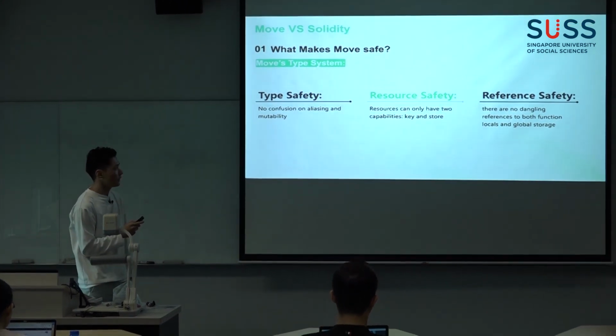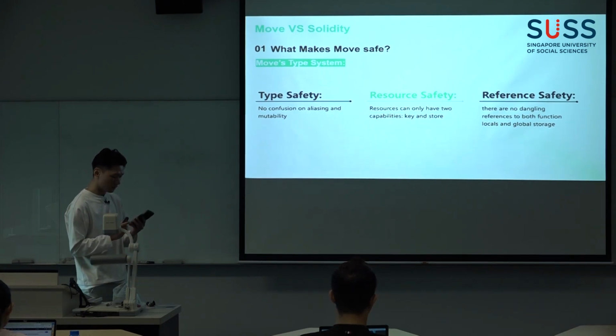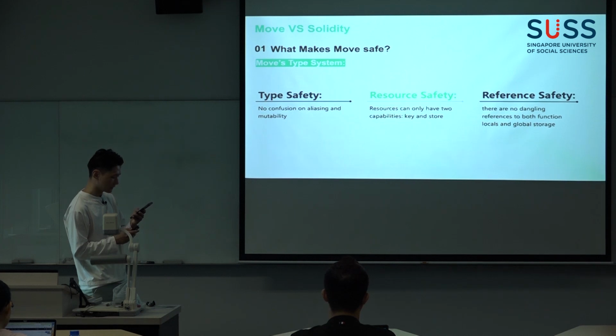Reference security: if you ever used another programming language such as C++, you know that a dangling pointer is a big issue. For example, if you have a dangling pointer, you can modify arbitrary objects. Move, however, follows Rust's ownership rule. Any local variable inside a function can have one and only one owner at a given time. For a global variable, there's one and only one owner of any type in the entire blockchain.